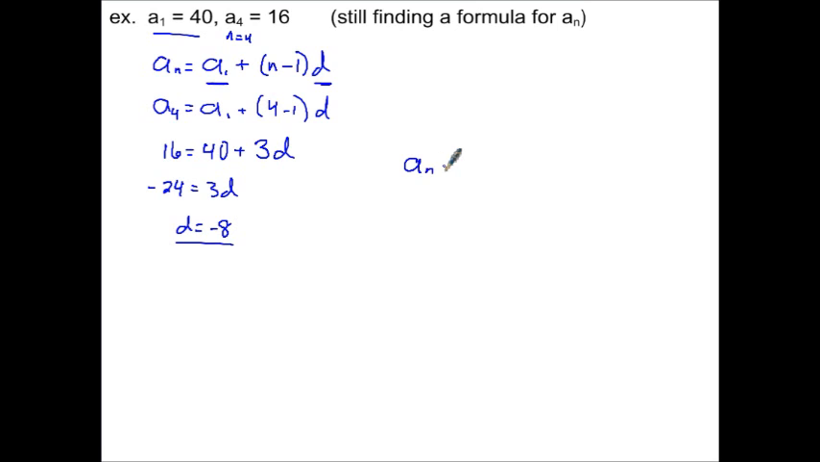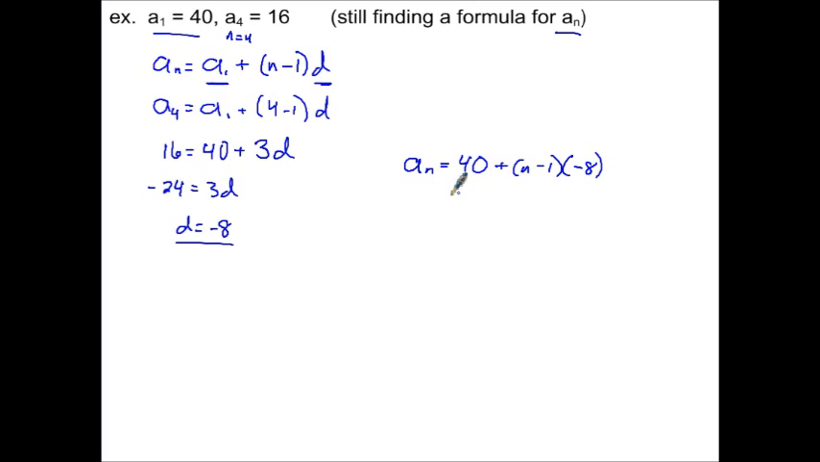So I've got a sub n. Again, I'm still finding the formula for a sub n, so I don't want any other numbers in there other than the ones that I just figured out. So a sub n equals 40 plus, again, 1 less than the term number that I'm on, and then it's going to be times negative 8.